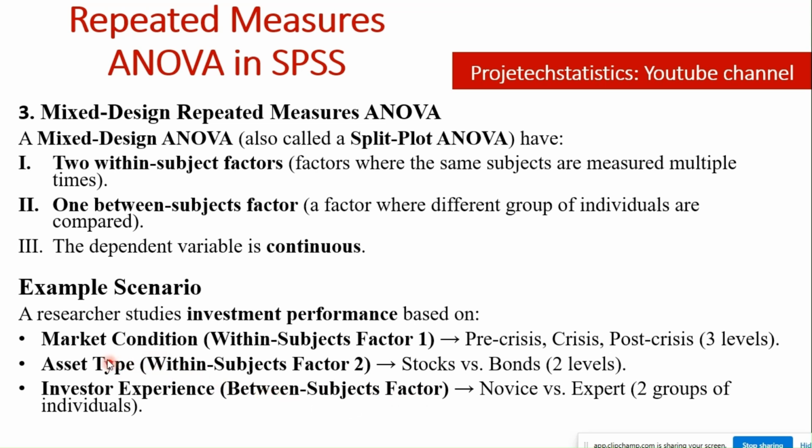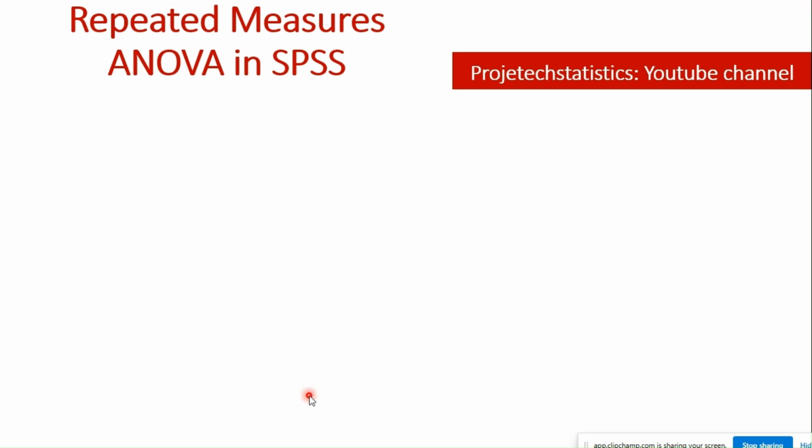Then these other two are going to be the within subject factors, within subject factor 1 and within subject factor 2, which are our market condition and stock return. So this is a situation where you have a mixed design. You have two within subject factors and the one between subject factor. So that is how you understand this one.